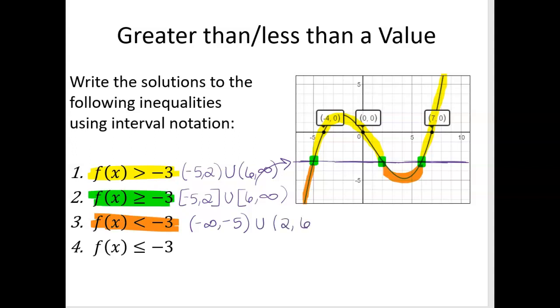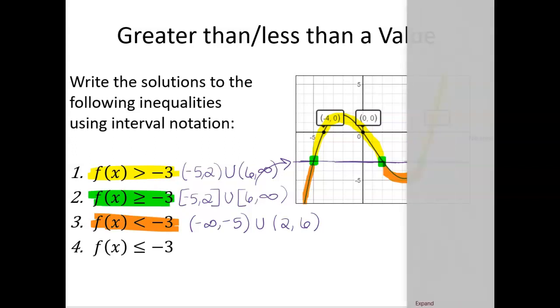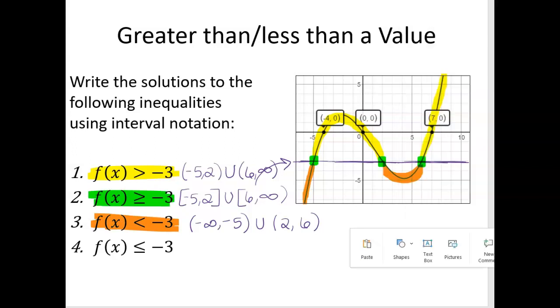parentheses 2 to 6. Okay, so let's talk through what we just wrote there. This first interval here, -infinity to -5, is this first orange piece, and since it's going forever, okay, down and to the left, you're going to have that -infinity, and then it comes up to this x value of -5, and then we're done with that part. Then we're switching to this part over here. All right, and we have an x value of 2 to an x value of 6.